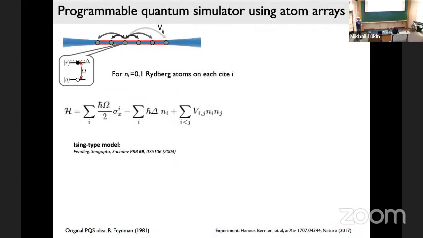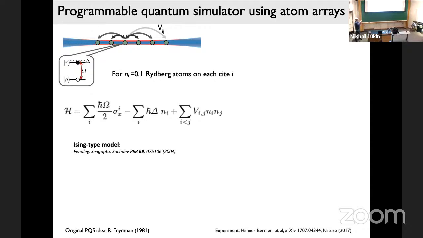Basically, one type of application which will be heavily featured in this talk will involve programmable quantum simulators. So this is pretty much following the original idea by Feynman almost 40 years ago. In this case, we'll implement an effective spin model. So we will start with atoms arranged, like shown here, in a regular line, and we'll try to drive them simultaneously to the excited state.